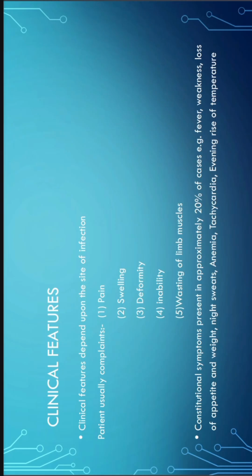What are the clinical features? Clinical features depend upon the site of infection. Patient usually complains of pain, swelling, deformity, inability and wasting of limb muscles. Constitutional symptoms are present in approximately 20% of cases, that is fever, weakness, loss of appetite and weight, night sweats, anemia, tachycardia, evening rise of temperature.